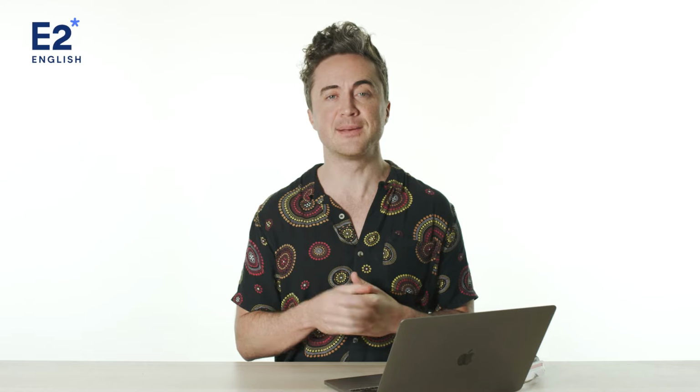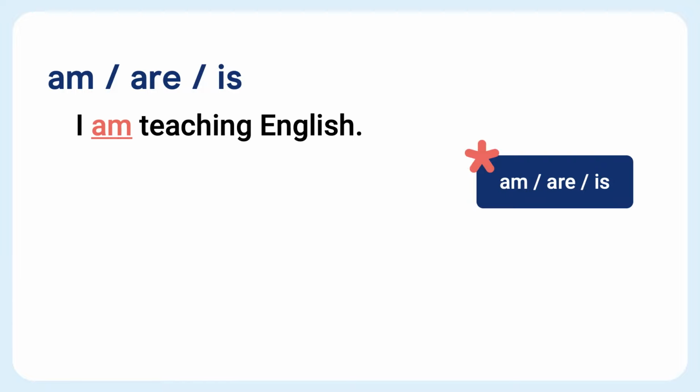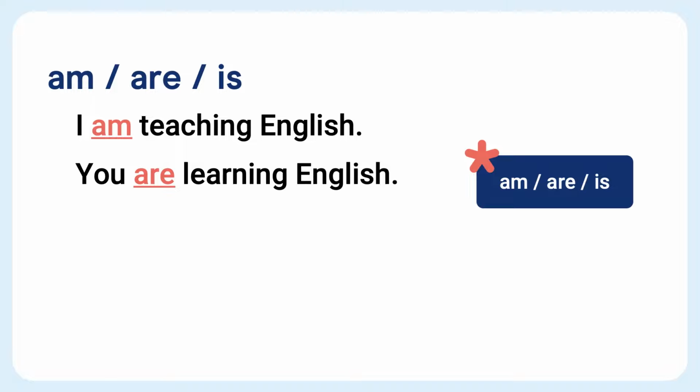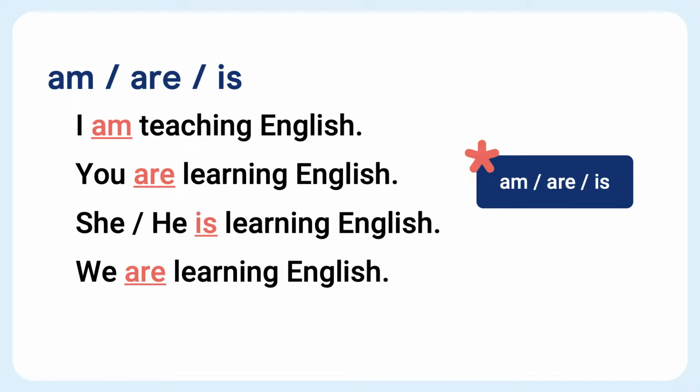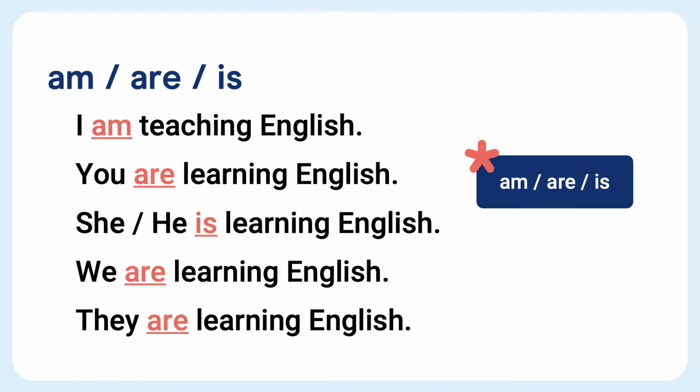So the first part of the grammar that we need to understand is the be verb, am, are, and is. Let's take a look. So I am teaching English. You are learning English. She, he is learning English. We are learning English. They are learning English. So what you need to do here is make sure you match the pronoun I, you, she, he, we, they with the correct be verb, am, are, or is.